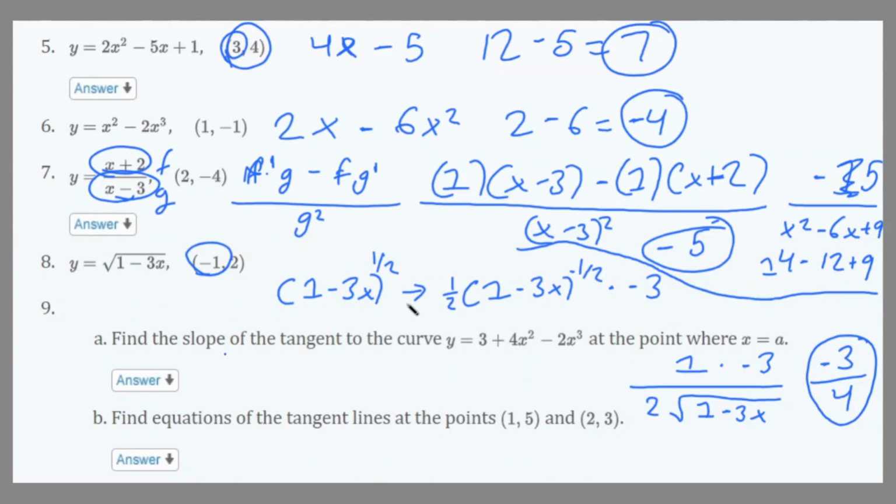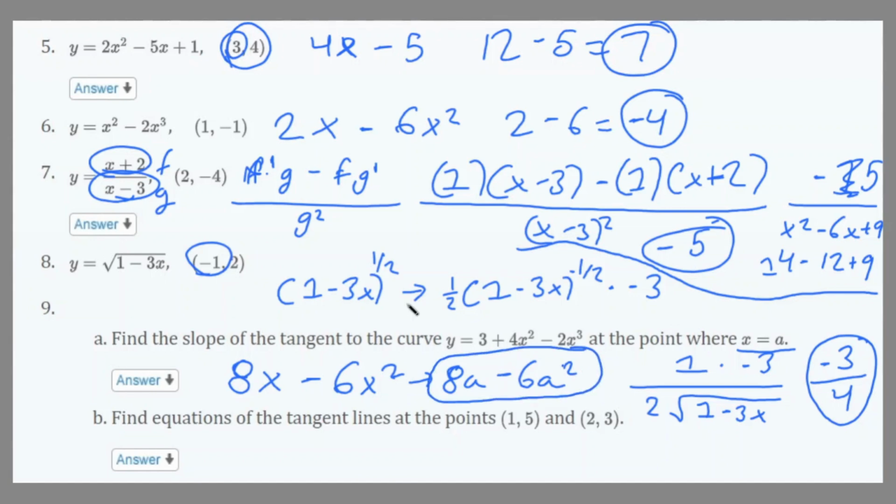And now number 9 is find the slope of the tangent to the curve y equals 3 plus 4x squared minus 2x cubed at the point where x equals a. So all we need to do is just take the derivative here. So that would be 8x. We move the 2 in the front, multiply by the 4, minus 6x squared. And since we have x equals a, all we need to do is just substitute it. So that would just be 8a minus 6a squared. So that would be our slope of the tangent line.